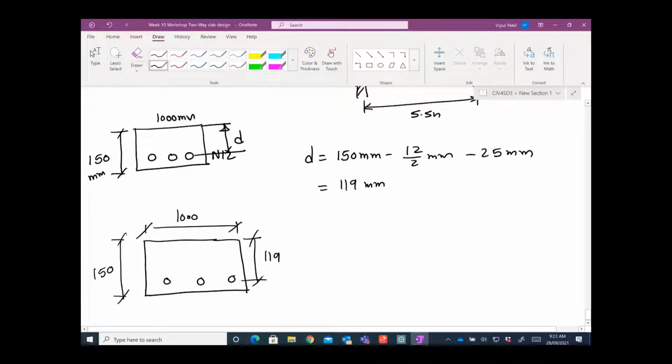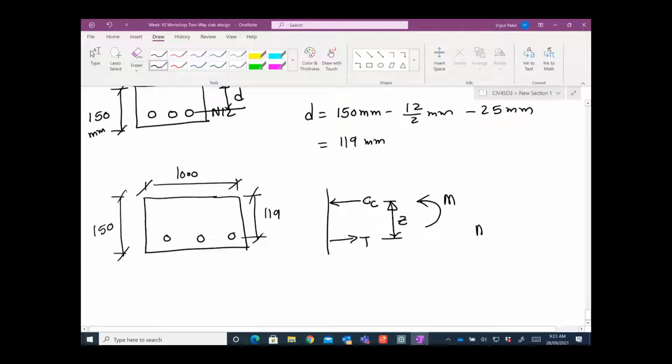And if you remember this diagram, I just draw the force diagram. This is the force in the concrete, this is the force in the Rio, and that is your lever arm Z, and that is your moment, right? So if I want to calculate the moment, it would be tensile force times Z, right? That is the lever arm.